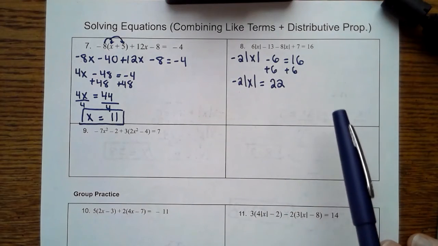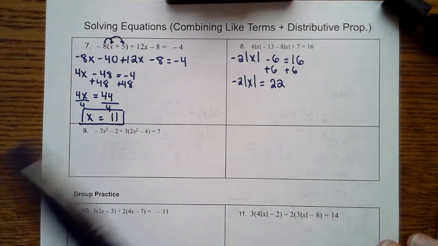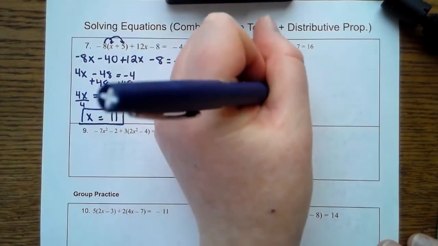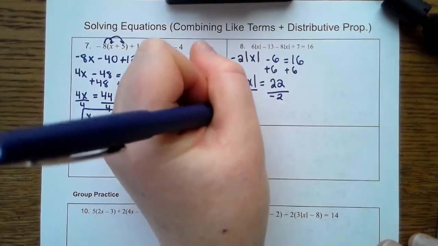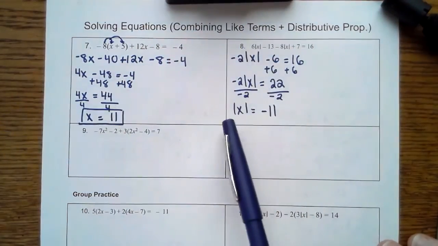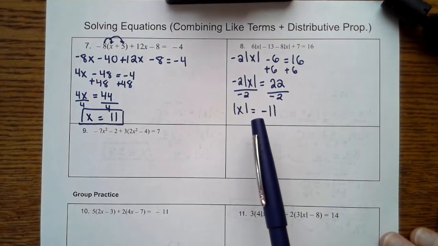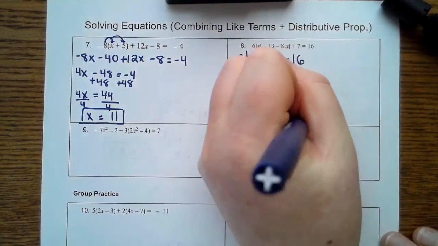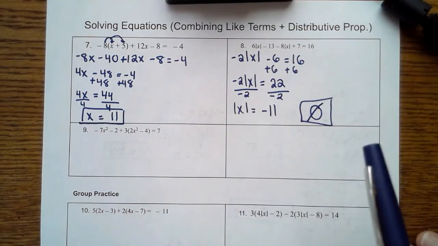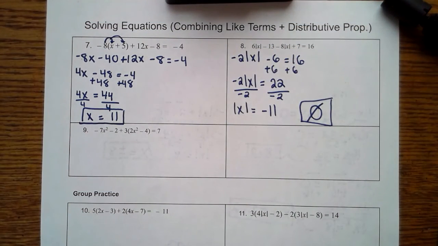16 plus 6 is 22. I'll divide both sides by negative 2. This is feeling a little sketchy. What number is negative 11 spaces from 0? No number is negative 11 spaces. You can't have a negative absolute value. No solution.